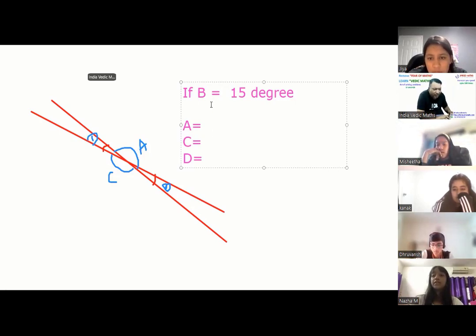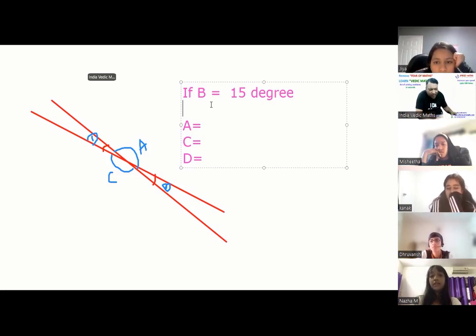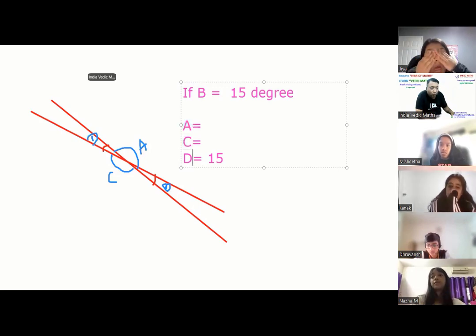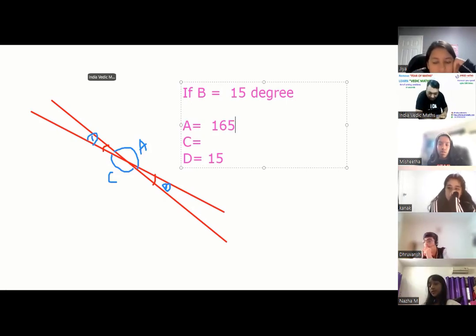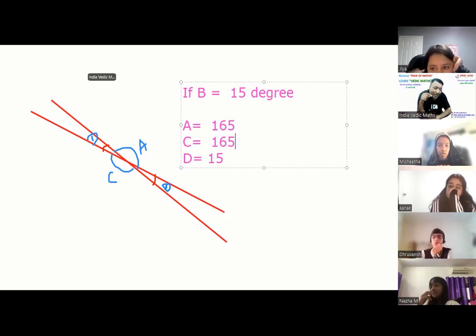Mayank, if B is 15, what is the first thing you will do? Sir, who is the opposite of B? Sir, D is also 15 degree. Perfect. Then what you will do? Sir, 180 minus 15, 165 will be A because they are straight angles, right? Yes, sir. And finally, C also will be 165 degree because they are straight angles. Simple, guys.